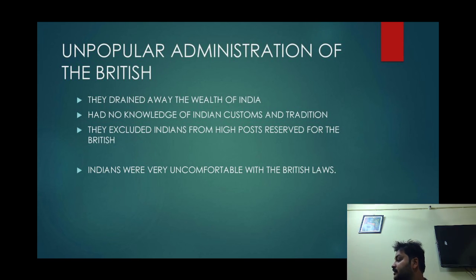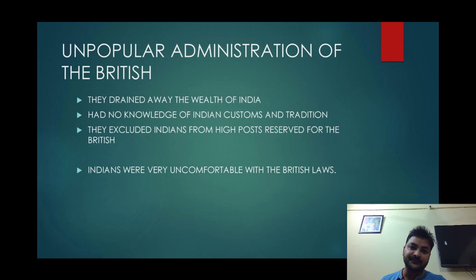Second, what did they do? They never acknowledged the customs and traditions of the Indians. Now, if you have a tradition, then it's okay. But the Britishers always interfered in customs and traditions. Further, what else did they do? Now, there were some high posts, some higher offices that were only given to the Britishers. Indians were excluded. Indians were never given high posts. Even if you are very educated, they will not give you a good post. Right? Now, Indians were not very comfortable with this.